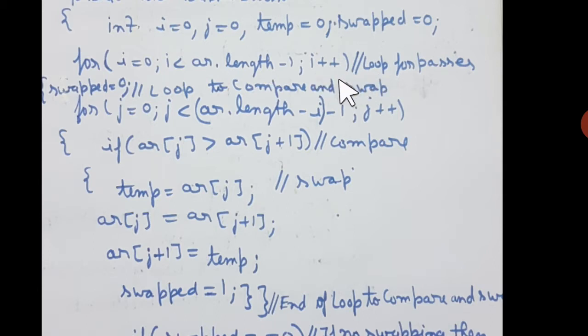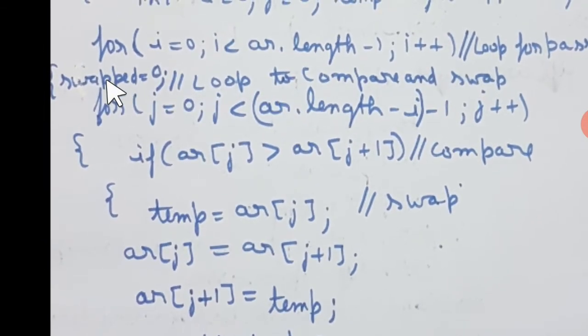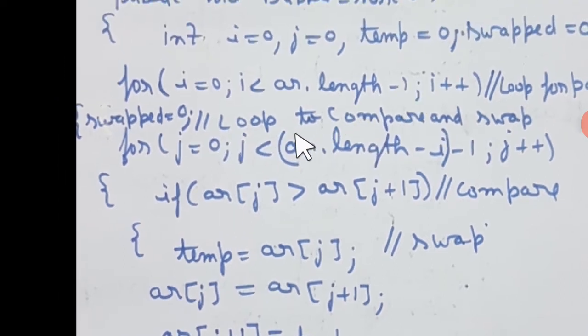Alright, after that, students, we have here swapped equal to 0. So swapped has been initialized with 0. This is the outer loop, which is meant for passes, and here the swapped has been initialized with 0. Students, here is the loop to compare and swap, where j equal to 0, j less than arr.length minus i minus 1.